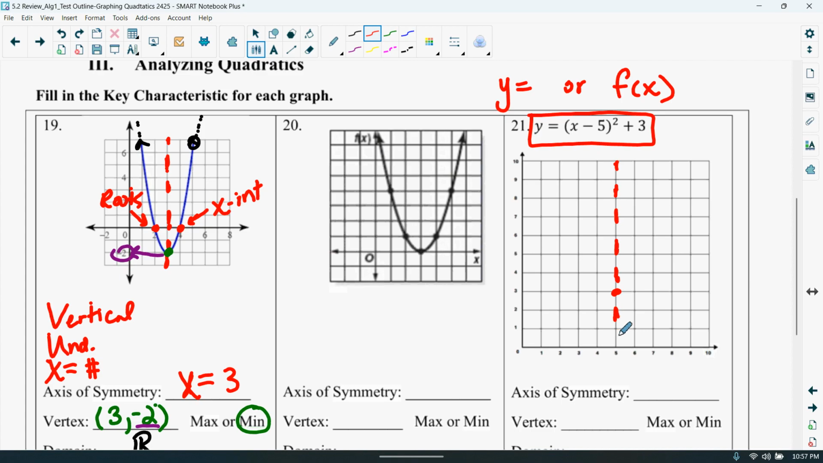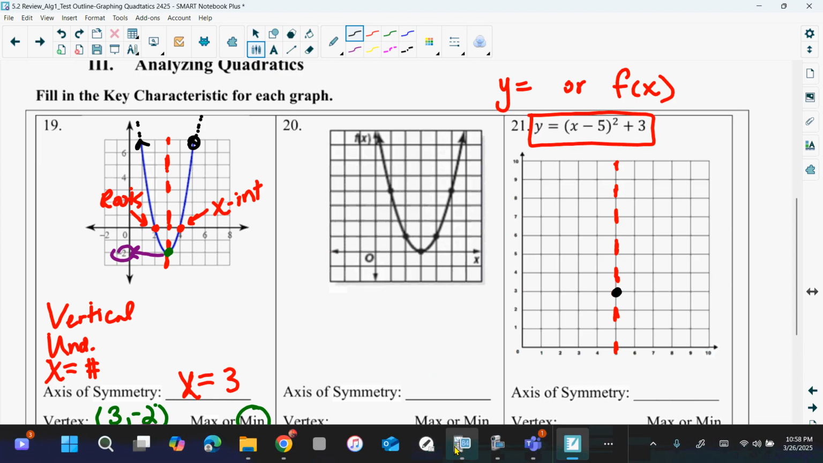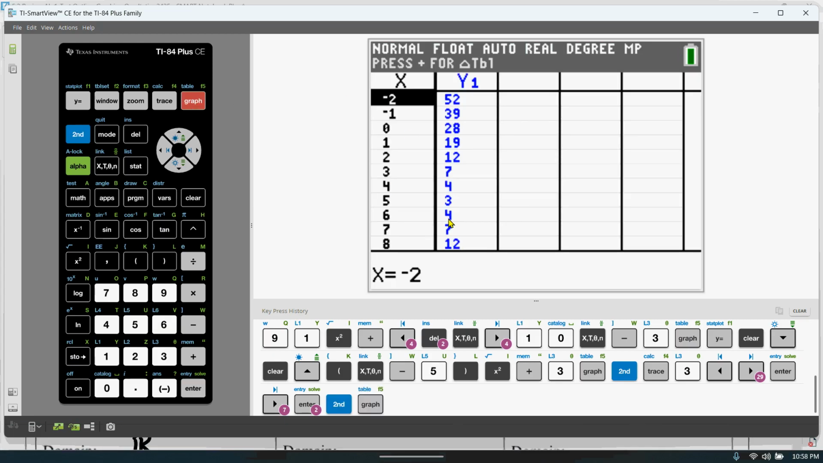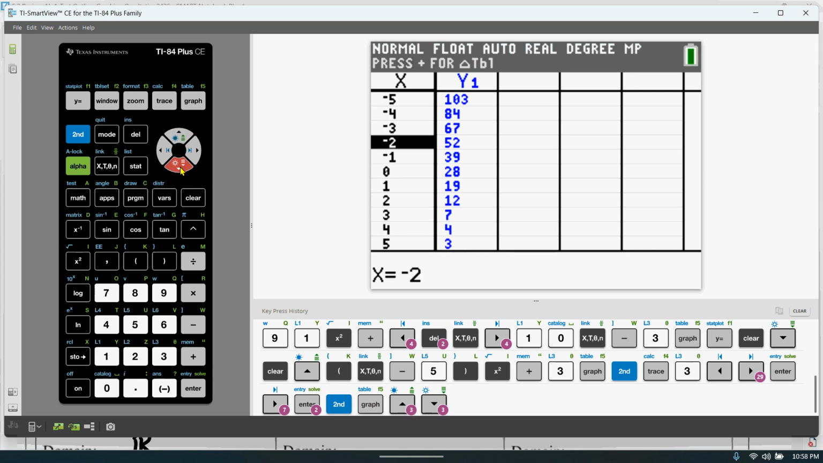Now, for me, I'm going to make this point black again. For me to see more points to actually sketch the graph, remember, you can get that point from your table. So if you hit second graph, we need 5, 3, which is way down here. So I'm going to go down a little bit so I can get my 5, 3 in the middle. And I want to see the pattern. So here's my 5, 3.